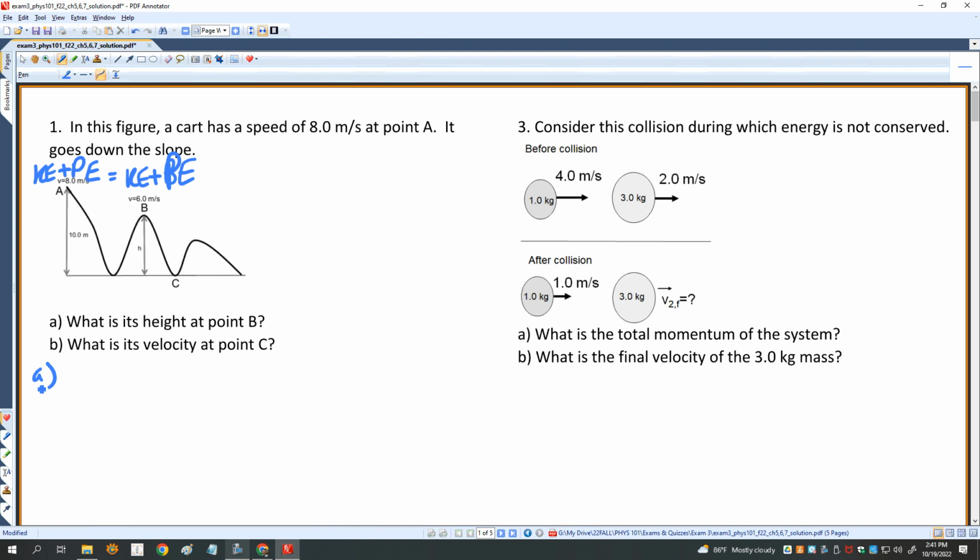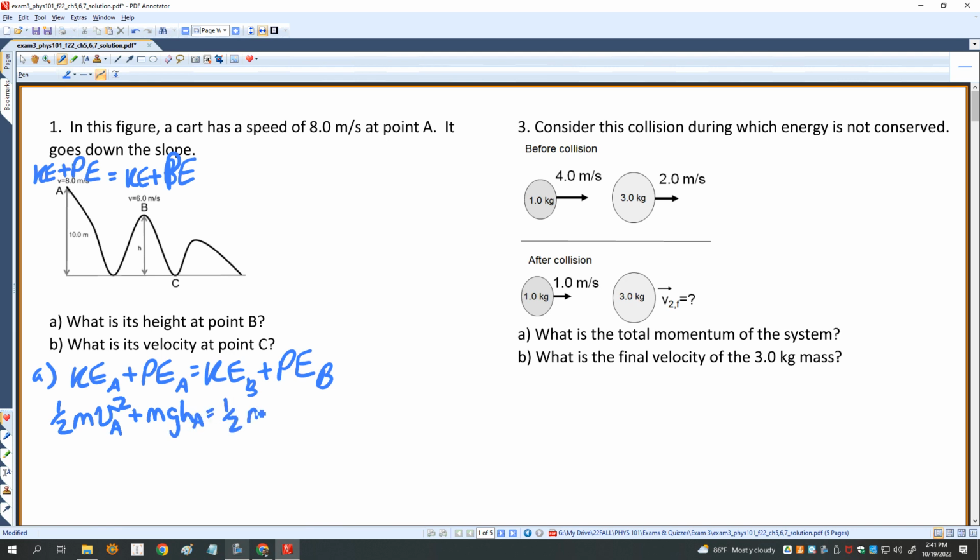So for the first part, I can just apply conservation of energy and say that the kinetic energy at point A plus the potential energy at point A has to equal the kinetic energy at point B plus the potential energy at point B. So I can go ahead and put this in. Now notice my masses all cancel. Good thing, because I don't know my masses anyway. And now I can put in some values here.